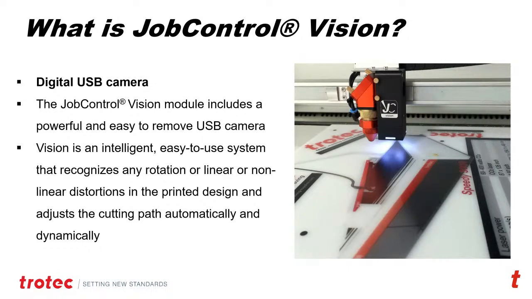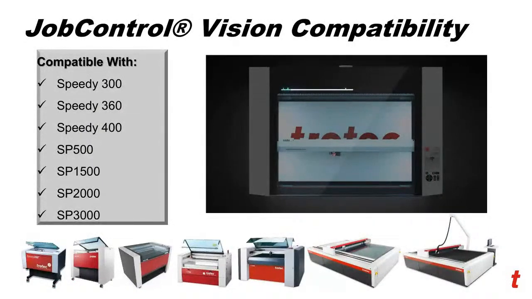So you get both the benefits of printing and color and contrast and photographs from printers, and then the orientation and cutting from a laser system. The camera system is available on our Speedy 300, 360, 400, 500, 1500, 2000, 3000, and soon to be our 4000 system. So if you don't have those systems, the camera is not available. But even from our small machines all the way up to our very large machines have this capability.